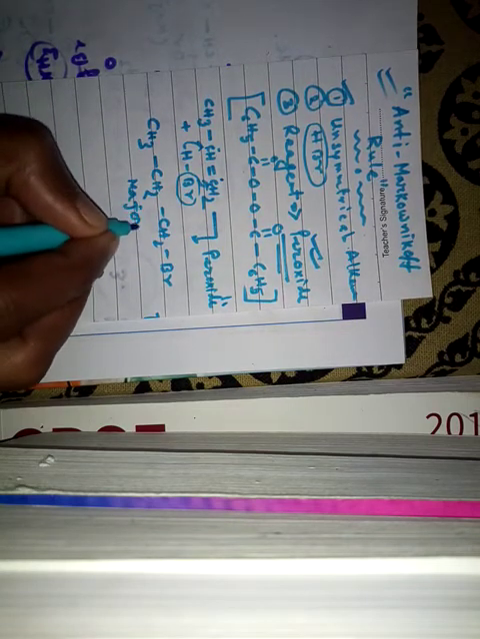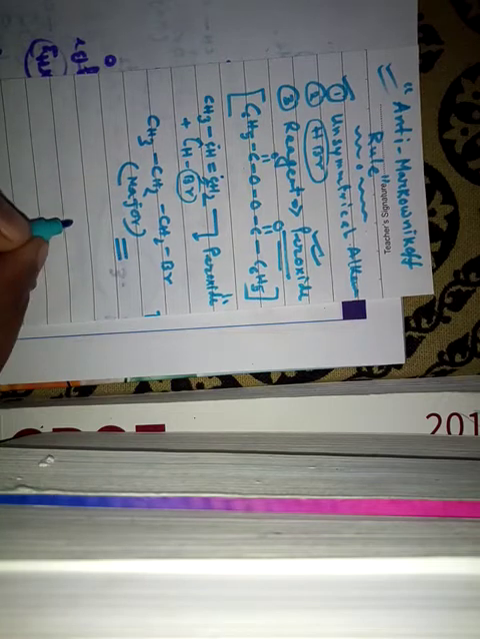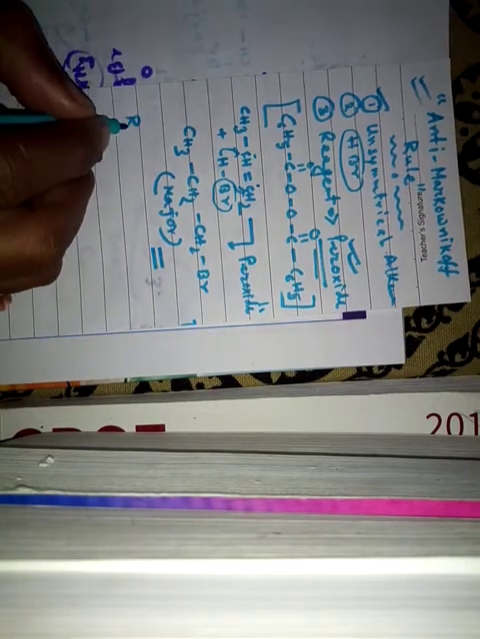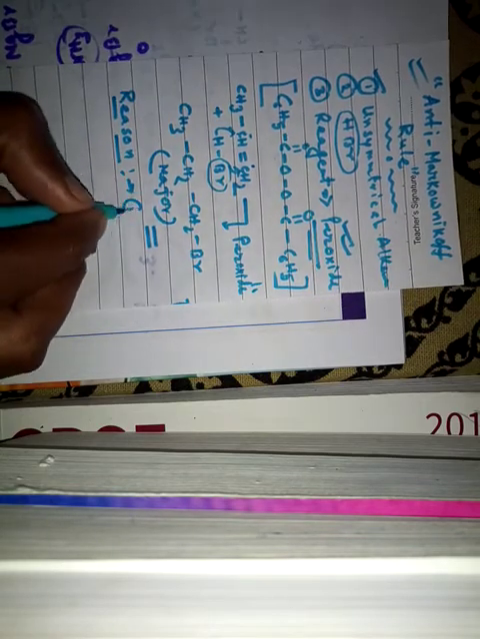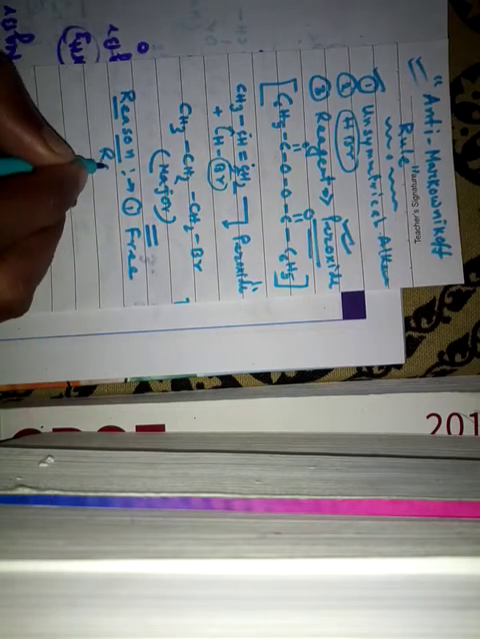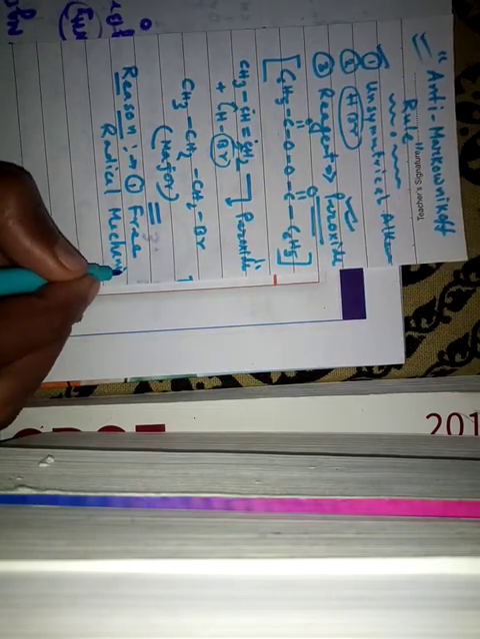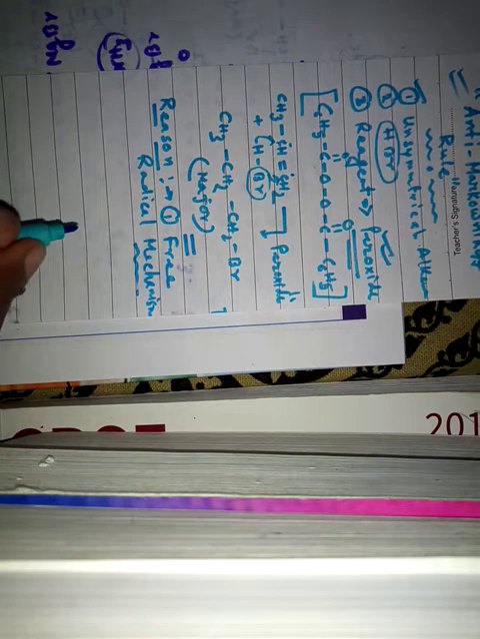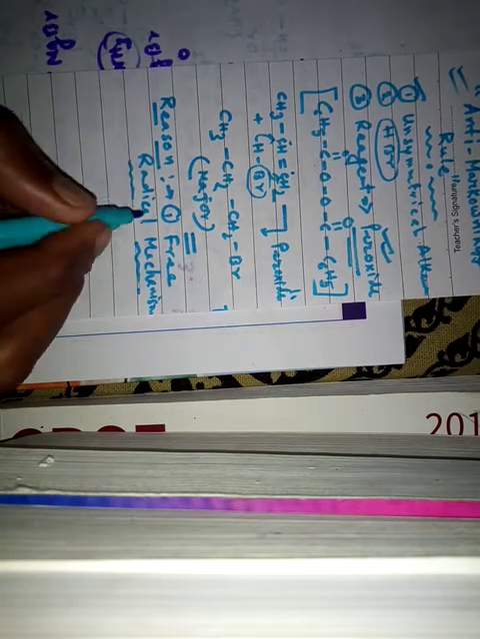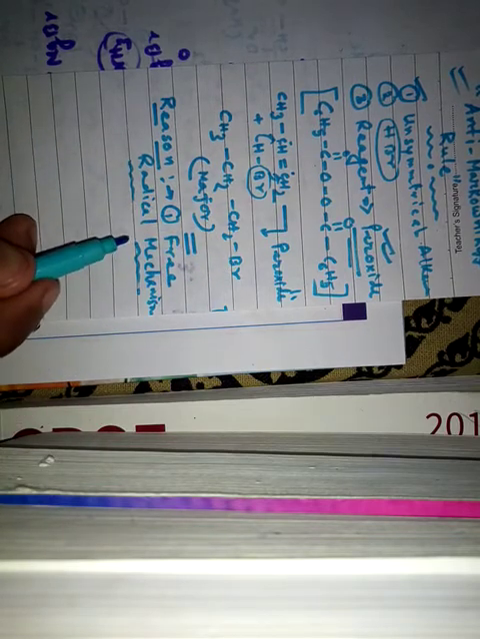So the product will be CH3CH2CH2Br. In the case of the anti-Markovnikov rule, this product will be the major product. This is the general trend, but if we examine the reason behind it, we see another matter. The matter is that a free radical mechanism takes place here. So we keep our focus on the free radical mechanism of peroxide by which the reaction takes place.